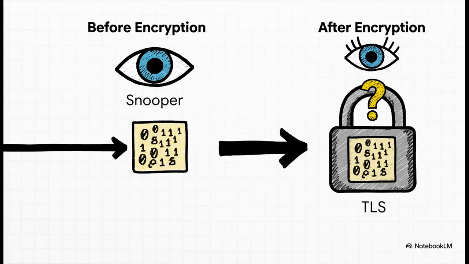Okay, this next point is absolutely critical. We have to talk about security. By default, raw sockets are completely insecure. They send data in plain text. That means anyone snooping on the network can read everything. That's why you have to, and I mean have to, wrap your socket communication in a security layer like TLS, Transport Layer Security. That's the S in HTTPS. It's what takes your plain text data and turns it into an encrypted, unreadable lockbox that only the intended recipient can open.